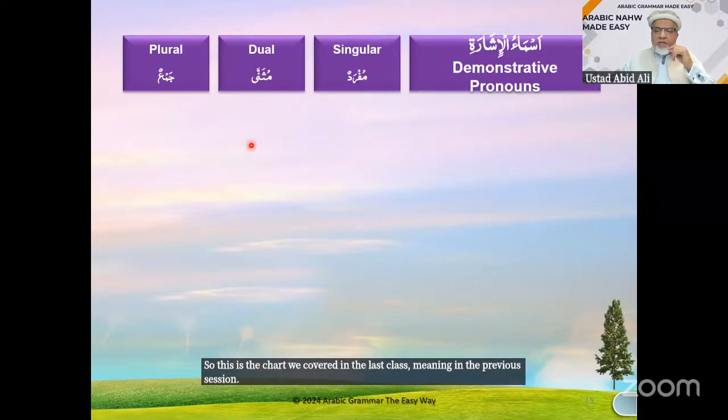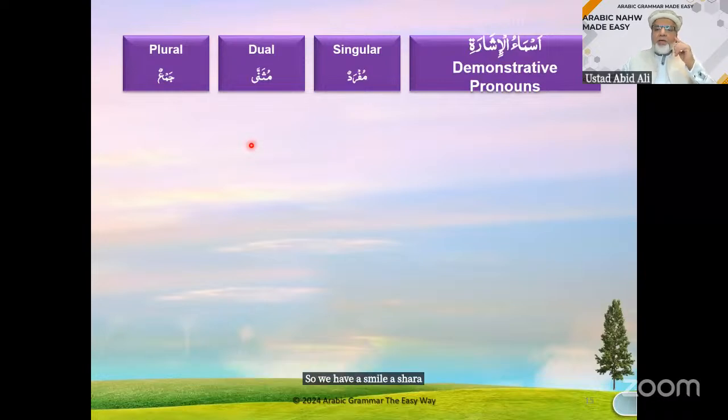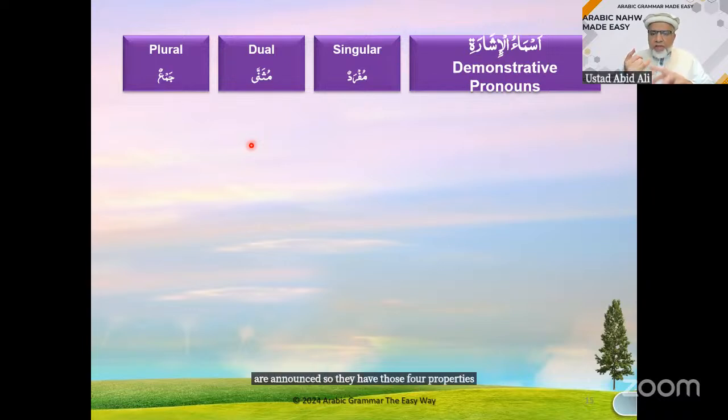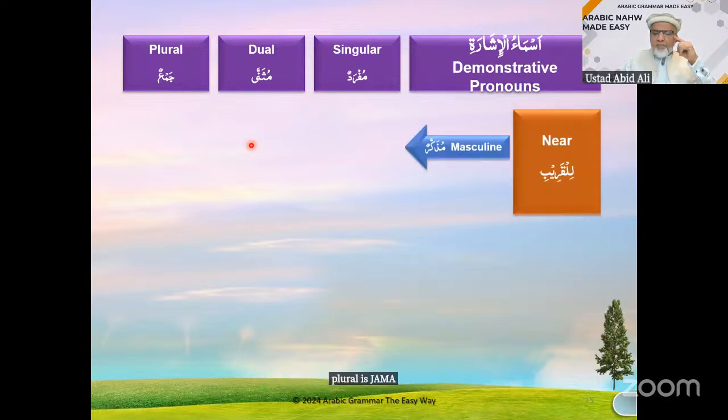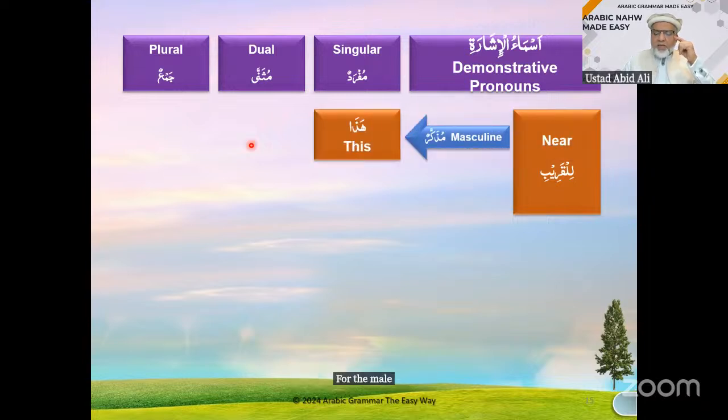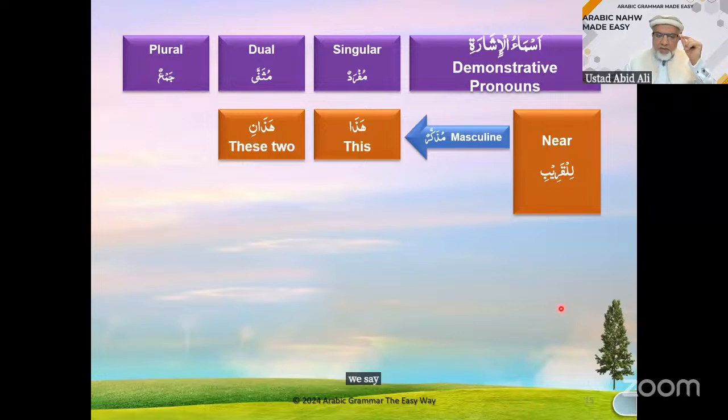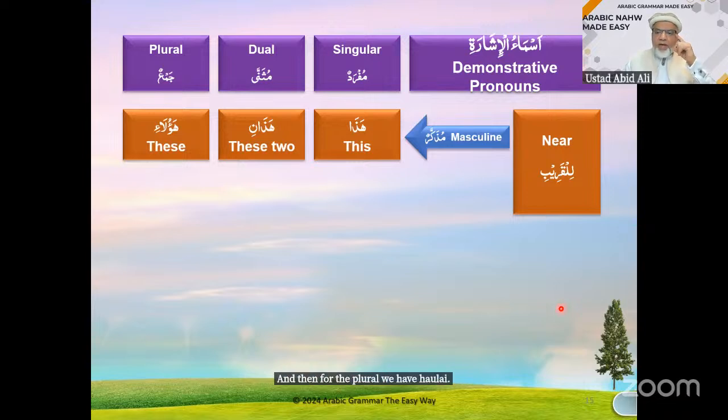So this is the chart we covered in the last class, meaning in the previous session. Asma'ul ishara are nouns, so they have those 4 properties. What are those properties? They have a type, a status, a number, and a gender. So the mufrad is singular, dual is muthanna, plural is jama. For the qareeb, for the male, we have hada. Hada means this. For the two, we say hadani. And for the plural, we have ha'ula'i. Now, with a show of hands, how many times have you seen this in the Quran?